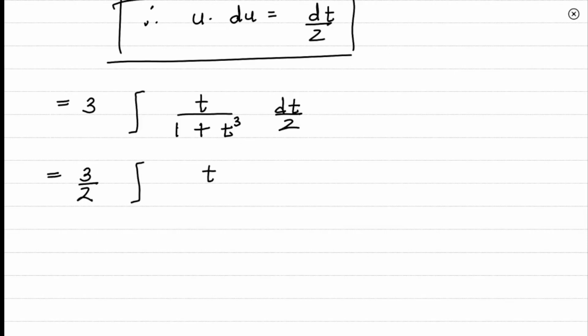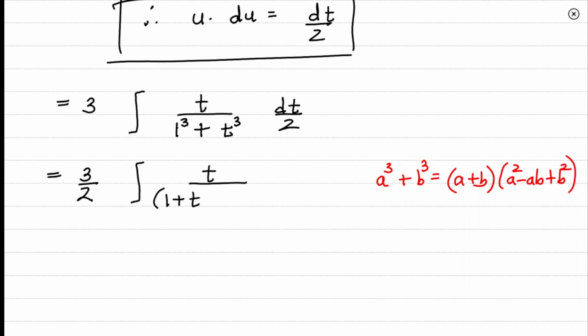Integral of t divided by, now this 1 plus t cube can be written as 1 cube plus t cube, and we know the factorization formula of a cube plus b cube is nothing but a plus b, a square minus ab plus b square. So we can apply that formula over here, and we get 1 plus t times 1 minus t plus t square. By applying that factorization formula, I was able to factorize that denominator.